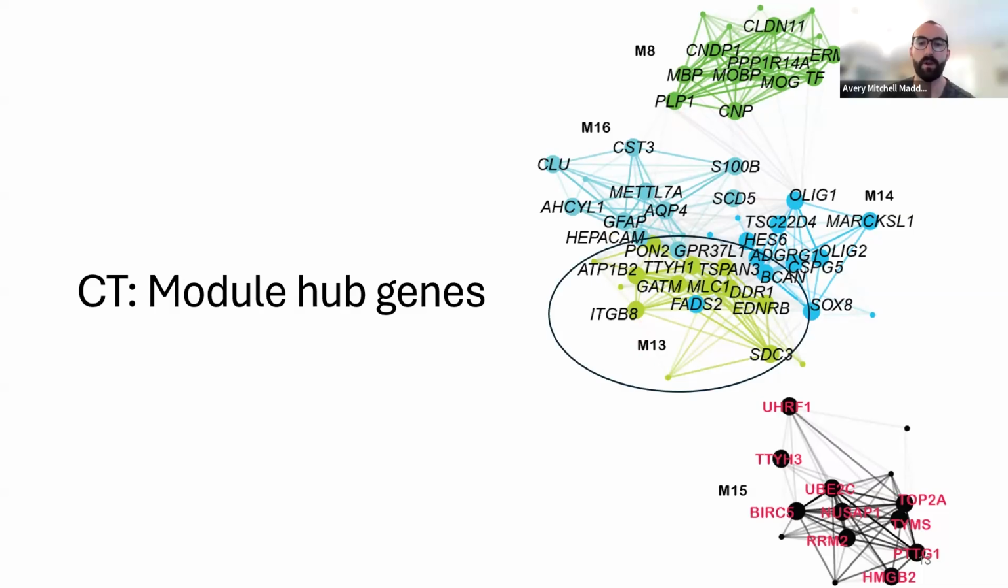Looking at M13, we see several marker genes of the NEFTEL AC state. That's MLC1, PON2, GATM, EDNRB, TTYH1, and ATP1B2. I won't keep reading out all the gene names for everything, but we have this interesting association of module 13 with NEFTEL AC state. We also identify some hypoxia response-related genes. And in terms of what could potentially target this pathway, we see that PON2 is a target of valproic acid.